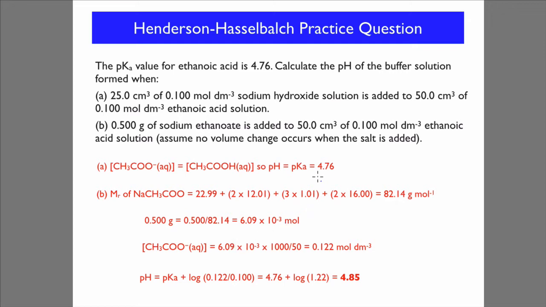Next, we've got to find the concentration. We see it's 50 cm³ we've got here, and so we need to include that. We're going to change it to dm³, so we're putting in 1000, the conversion factor. So we've got 0.122 moles per dm³. Now we can use our equation and plug those things in. We've got 0.122 for the ethanoate ion. We've got 0.1 moles for the ethanoic acid here. You just do the math and you get your answer. Splendid.